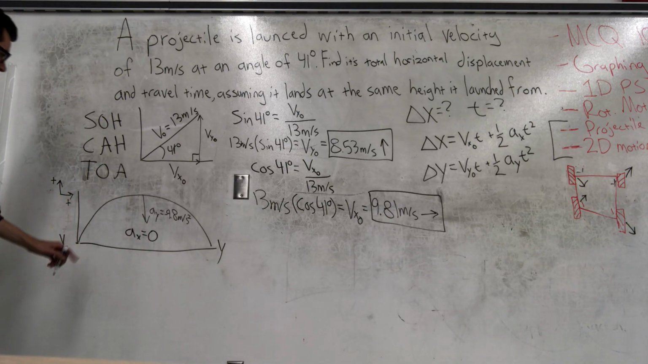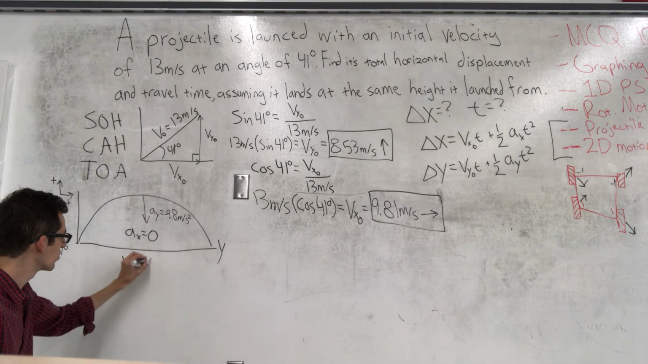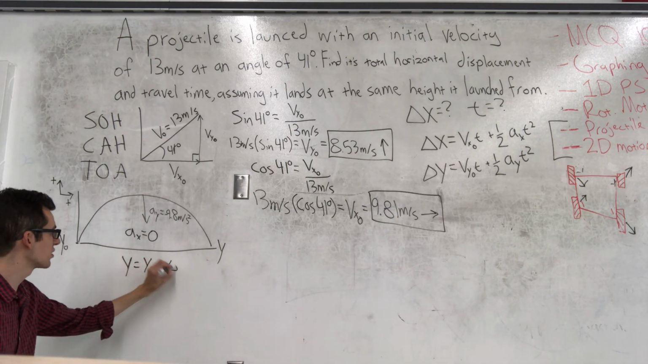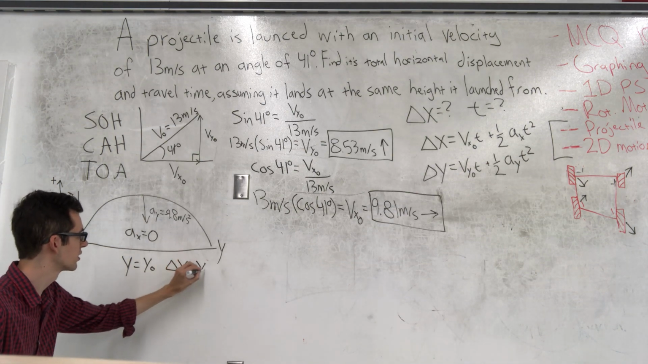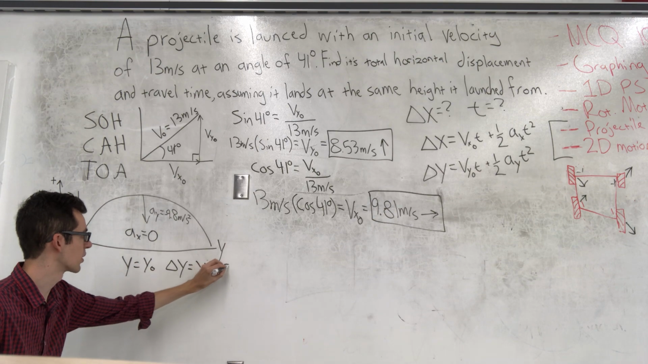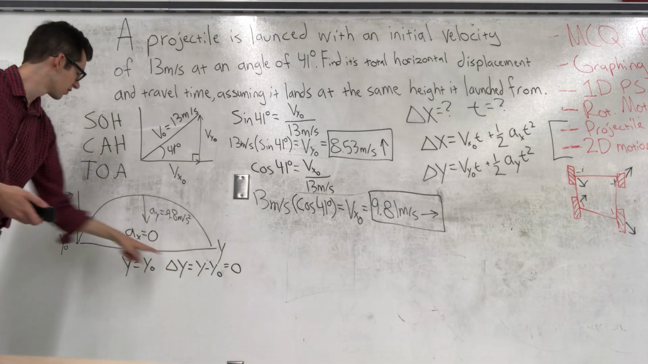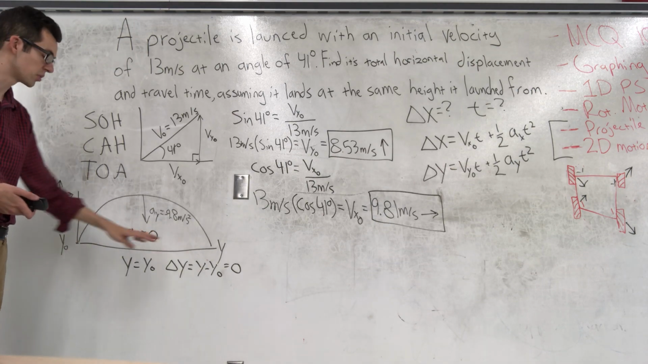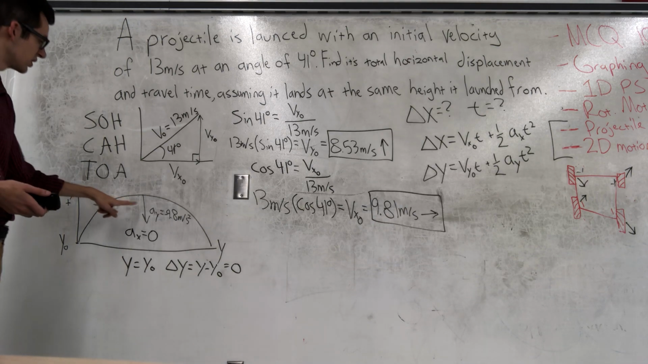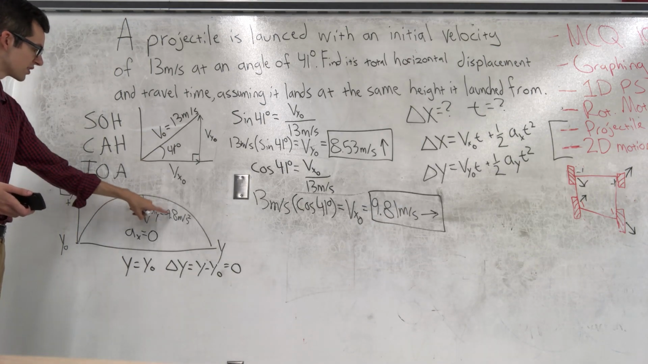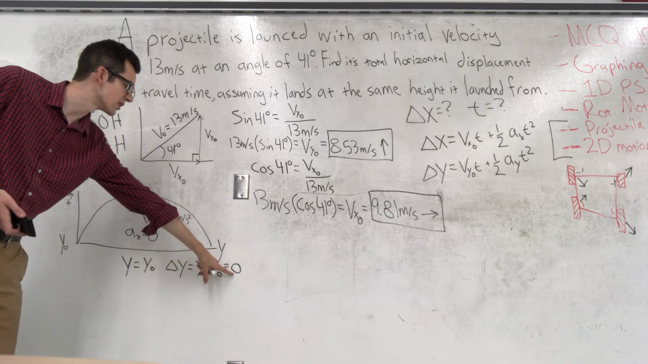So these three things, we know that if y equals y initial, then delta y, which is y minus y initial, must be 0, which makes sense looking at our picture. The change in height for this projectile from beginning to end should be 0 because it lands at the exact same place it was launched from. So these three items that we know: ay is negative 9.8, ax is 0, and delta y is also 0.